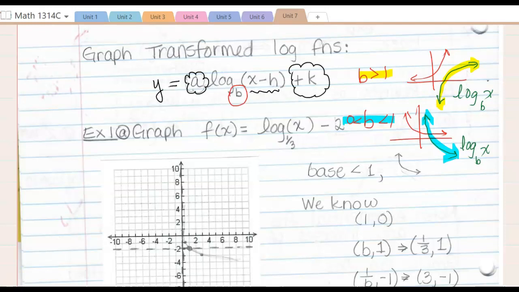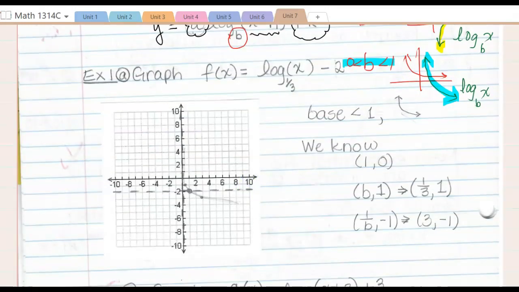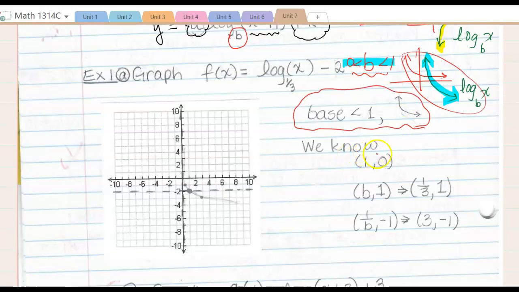So for example number 1, our job is to graph f of x is equal to the log of base 1/3 of x, minus 2. So we just discussed that if we had a base less than 1 but greater than 0, then our graph should look something like this. So that's the reason why you see this part right here written down. I went over it already, and now we can look at the points that we actually know. Remember, we know (1, 0) is always going to be true in terms of our log, and we're going to talk about that in just a second.